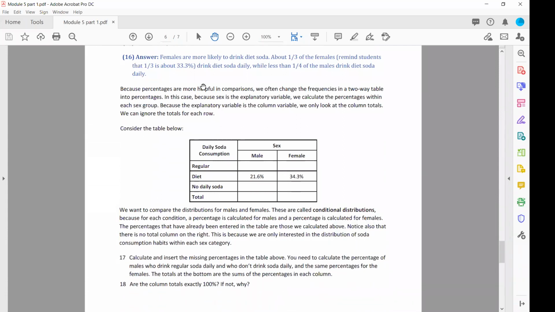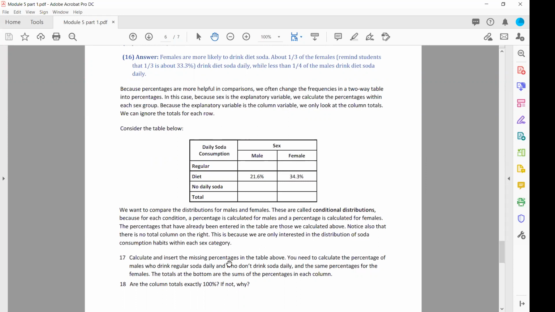Because percentages are more helpful in comparing the data, we often change the frequencies in a two-way table into percentages. In this case, because sex is the explanatory variable, we calculate the percentages within each sex group. Because the explanatory variable is the column variable, we only look at the column totals. Then we can ignore the totals for each row. So we're interested in columns and the percentages.